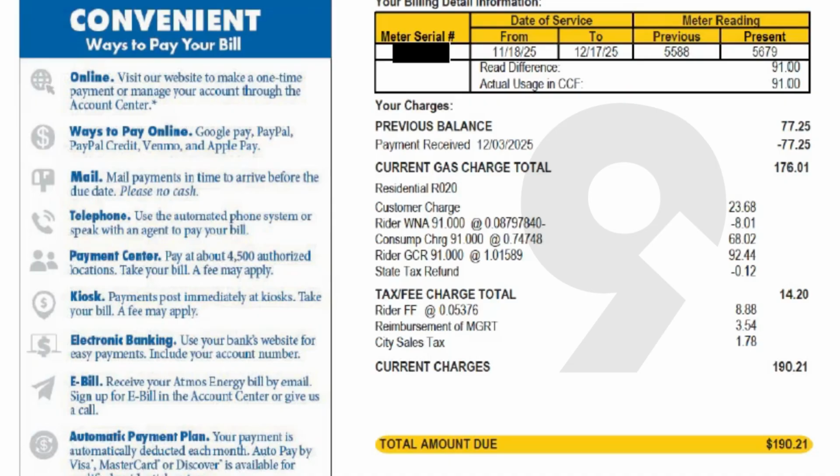Putting this all together, so what does your bill actually represent? Out of my pocket is $190.21. A chunk is fixed infrastructure. A chunk is wholesale gas prices. A chunk is government pass-through fees. Very little of this is discretionary. This is cost plus regulation, not free market pricing.